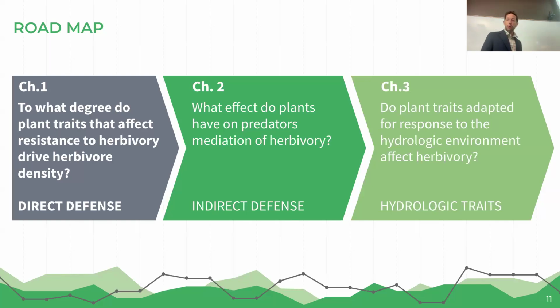And then in chapter 2, what effects do plants have on predator mediation of herbivory? Here I'm looking at the indirect effects from that figure that I showed earlier. And then the last one is saying, okay, well, what other traits might be involved here? Non-traditional traits studied in plant defense research. So do plant traits adapted for response to the hydrologic environment, so water traits, affect herbivory, and if so, how? Okay, so those are my three questions.